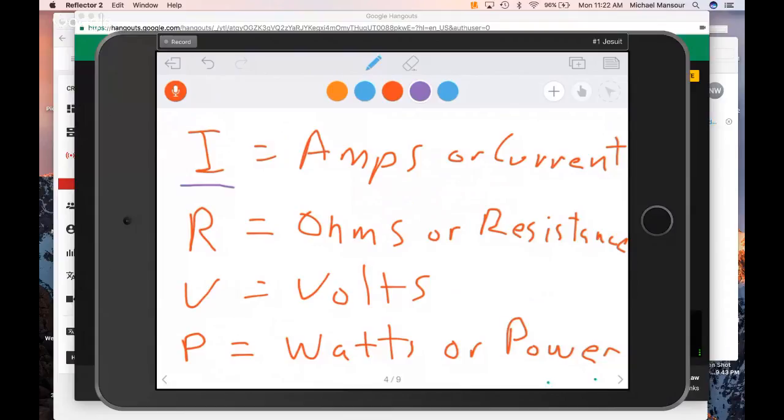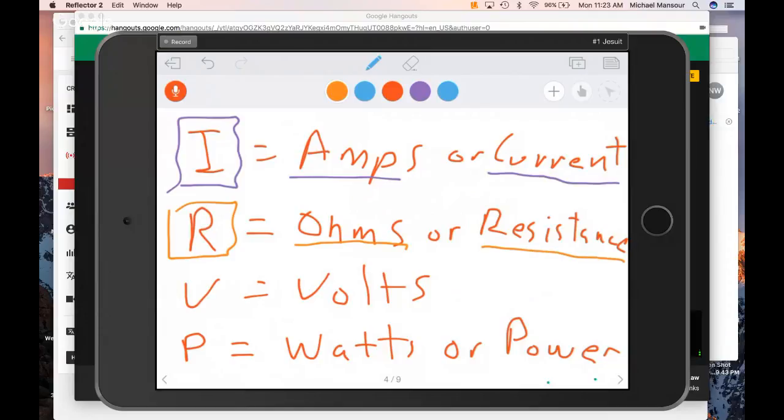First, you need to know that I is always amps, and amps and current are the same thing. So whenever you see amps or whenever you see current, you're going to use I in the equation. R is always ohms and resistance. Ohms and resistance are the same thing. So whenever you see the words ohms or resistance, you're going to fill in that value for R.